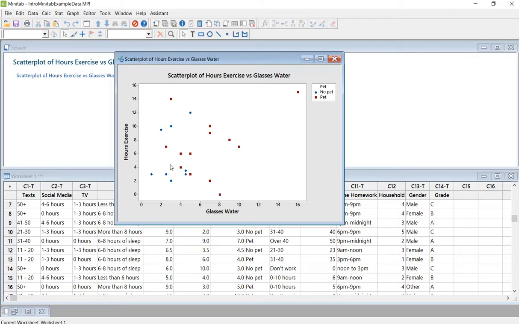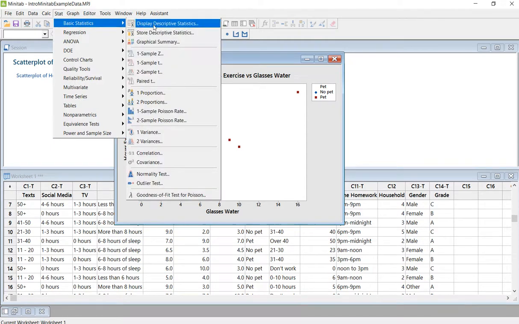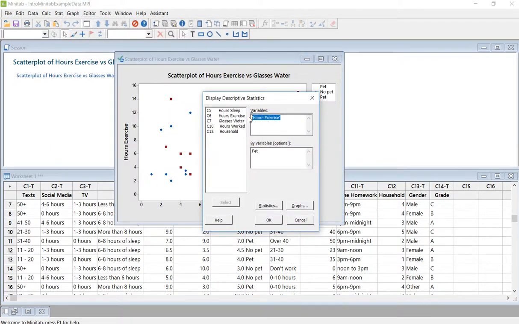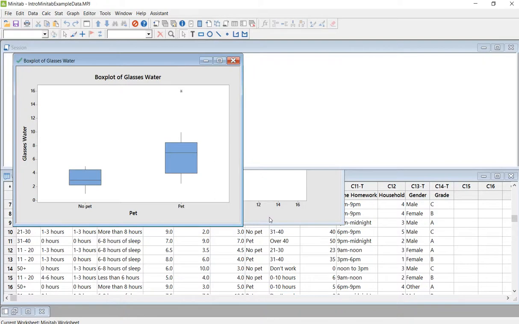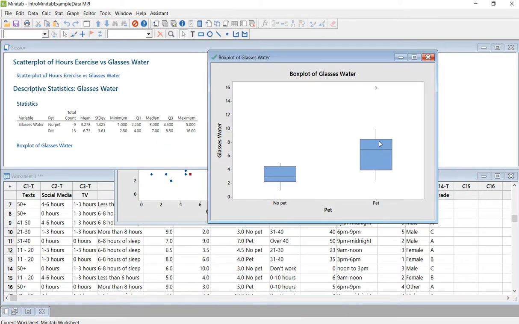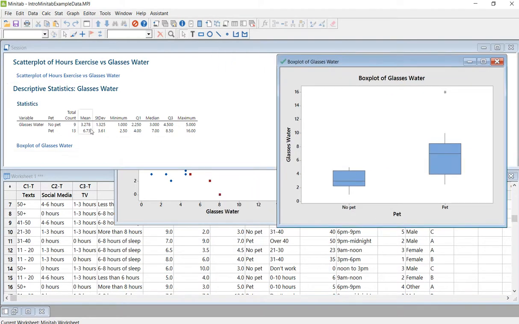And what you could follow up with, and I know this is kind of not related, but you could always follow up and do, say, descriptive statistics to kind of compare. So you could come up and do your basic stats, and you could say, instead of hours exercise by pet, let's look at glasses of water by pet, and click OK. And it looks like pet owners drink more water. So what I'm looking at here is the descriptive statistics. You can see that the mean for pet owners is 6.73 glasses of water versus non-pet owners, which is 3.278.